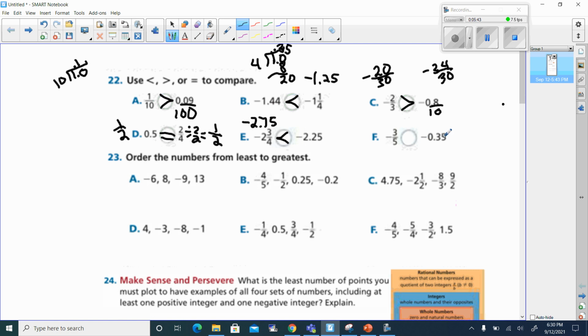And then we have this one here, negative 3 over 5, and we have negative 0.35. I could change this into a fraction. I could. It would be 35 over 100. And then I could multiply this side by 20 over 20.